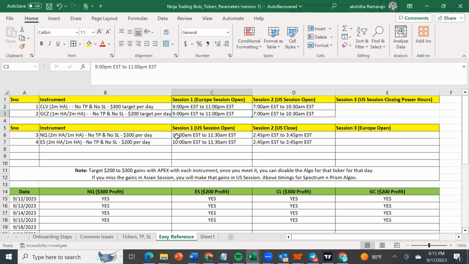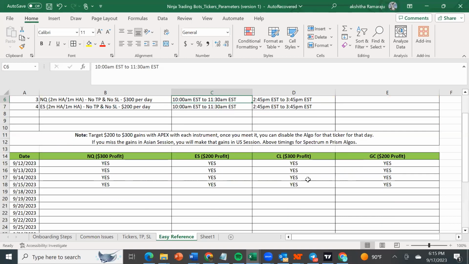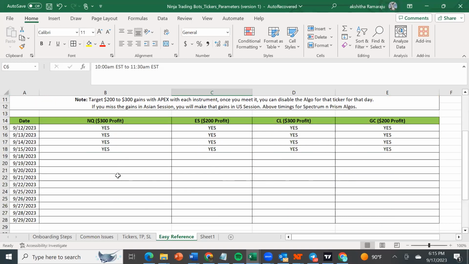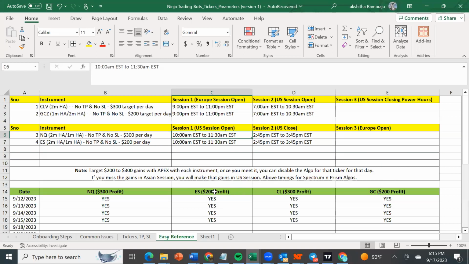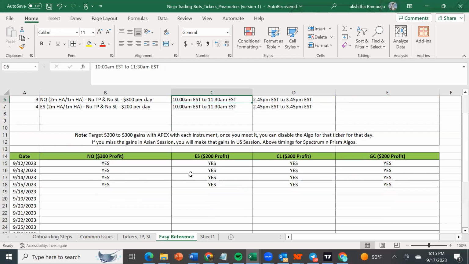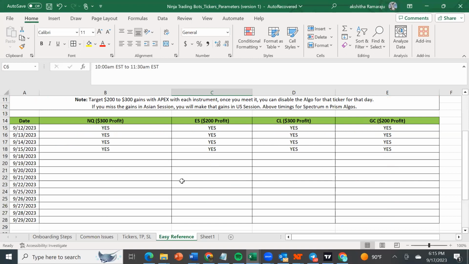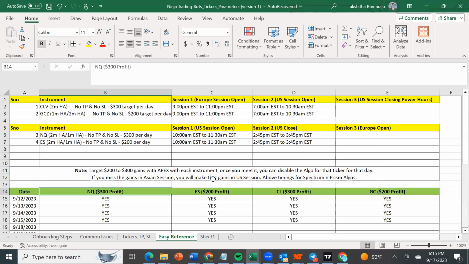Let us say from 10 a.m. to 11:30 a.m. I make $300 on NQ. I don't need to try to run it again in the next session. If I lose in this session, then I'll run it. Otherwise, if I complete my target, then I stop. Once you do it for 2 to 3 weeks, you know how much we can make with NQ. Instead of 300, can I increase it to 400 now? Can I increase it to 500 now? Like that, you can slowly build upon it.